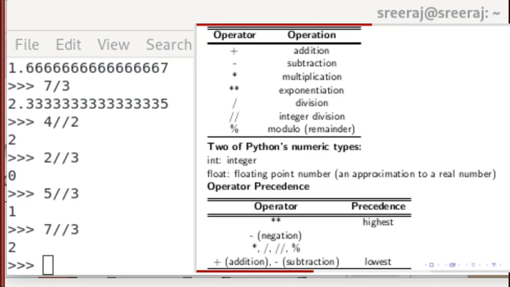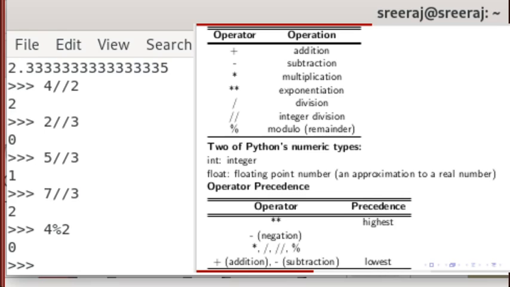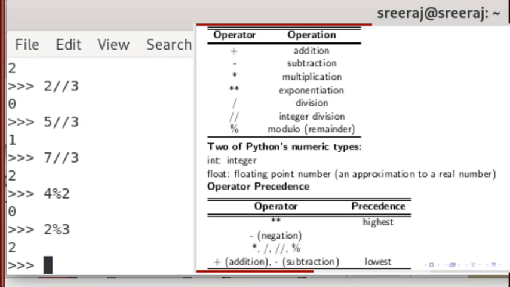So 4 mod 2. Definitely I got the answer as 0. There is no remainder for the division of 4 divided by 2. When we do 2 mod 3, definitely we got the answer as 2. And when we divide 5 by 3, or 5 mod 3, again we got a remainder of 2.